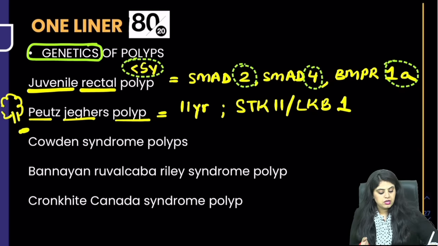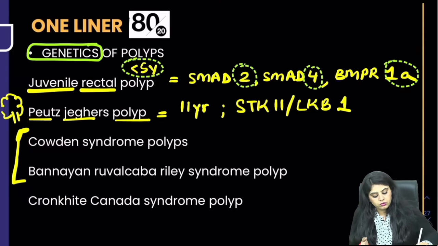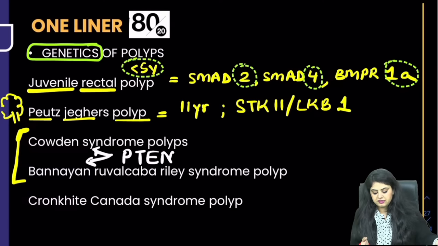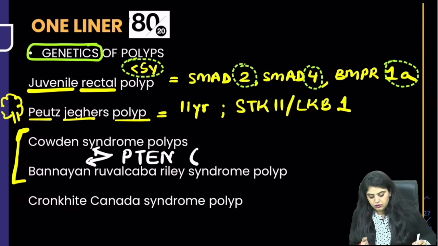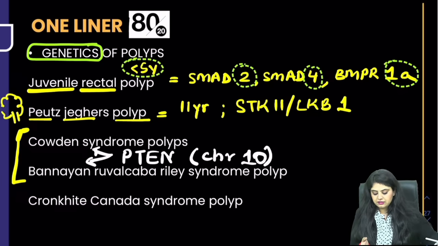Perfect. What are these two? Cowden syndrome and Bannayan-Riley-Ruvalcaba syndrome polyp. Both of them belong to the same one, and that is going to be PTEN. No points for guessing. That PTEN gene is going to be present on chromosome number 10. Both of these have it. Cowden also, Bannayan-Riley-Ruvalcaba syndrome also, right?